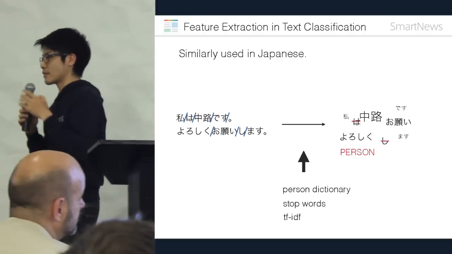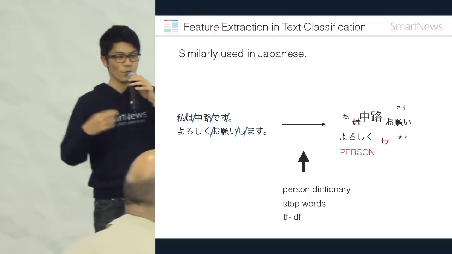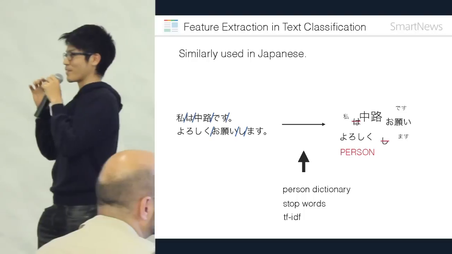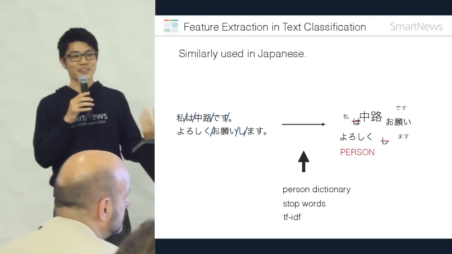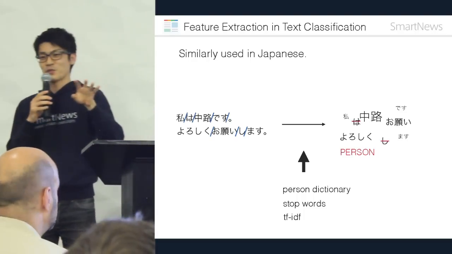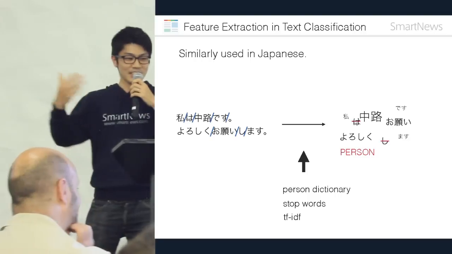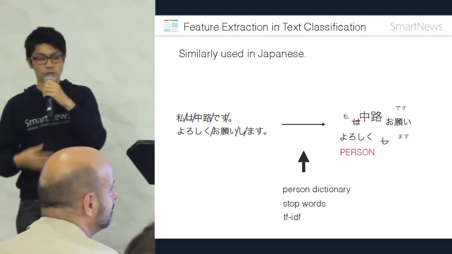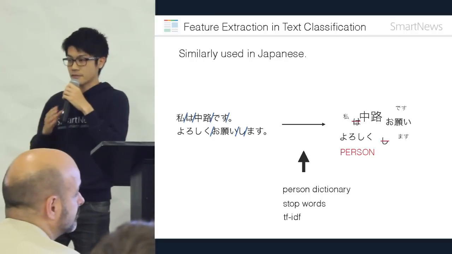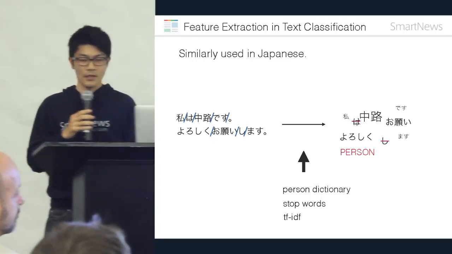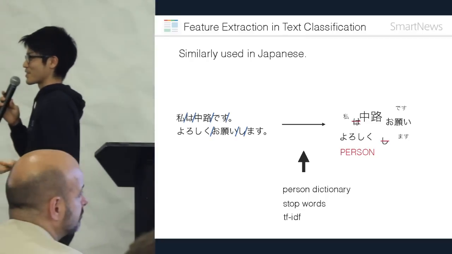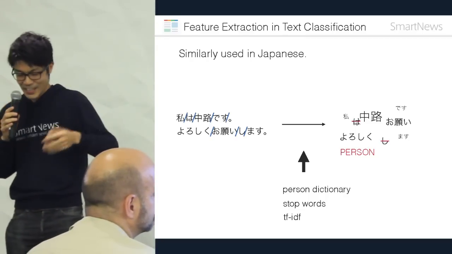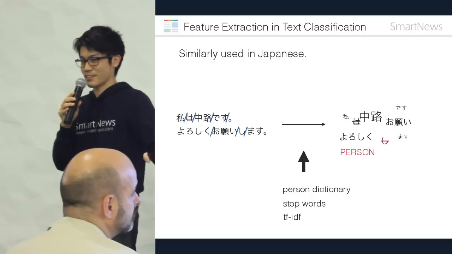In Japanese, it is similar. Because Japanese is not a space-separated language, we have to use some technique to separate each word. But after separating each word, the situation is similar. We use bag of words with some feature engineering. But bag of words is definitely not a perfect feature vector, right?